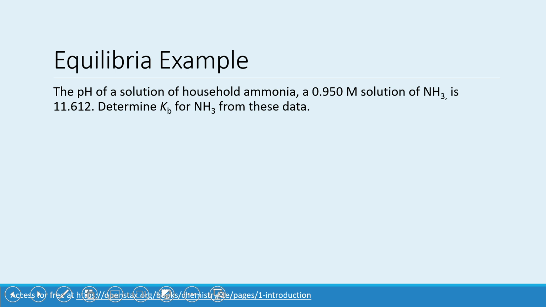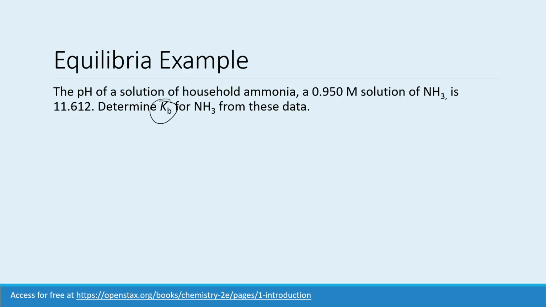So in this example, they are giving us the pH of a solution. So pH of a solution of household ammonia, the concentration is 0.95 molar, and the pH is 11.612. Determine the Kb value for ammonia from these data. Okay, so remember when we calculated the Ka value for weak acids, we did not need to use the 5% rule, right? Because we're calculating the K value and they have to somehow give us the concentration or the X value for our products. So we always start out with the reaction.